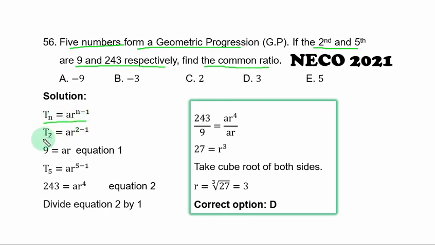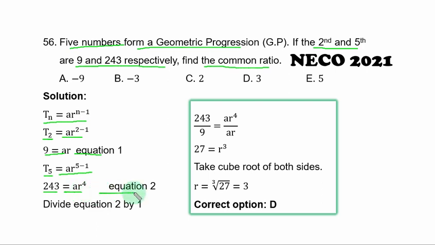The second term, t sub 2. At that point, you replace n by 2. You have this result. T sub 2 is 9. That is equal to ar. You call that equation 1. T sub 5, the fifth term. At that point, you replace n with 5 in the nth term formula. You have this result. T sub 5 is equal to 243. That is equal to ar to the power 4.